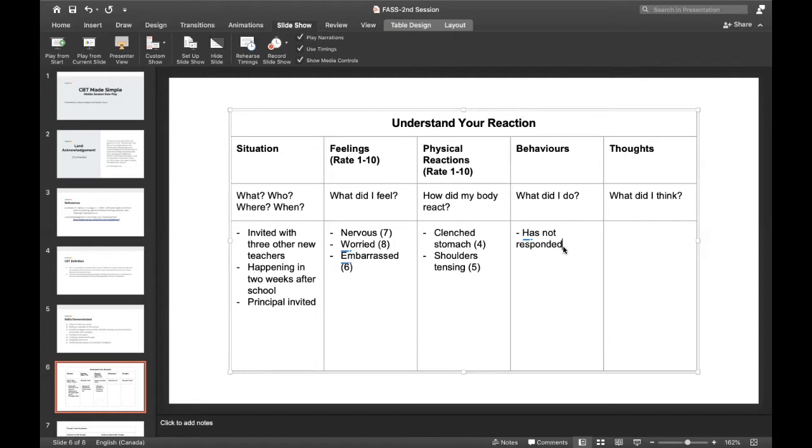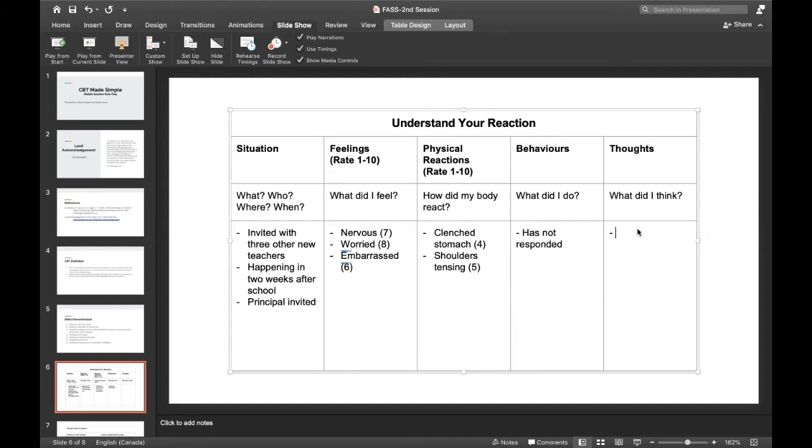Okay, I want to be sure I understand what you did exactly. Okay, I stayed very quiet, like very awkwardly silent. It was kind of embarrassing. Okay, you've done a great job of identifying your feelings, physical reactions, and behavior. Let's see if we can also identify your thoughts. What thoughts went through your mind?